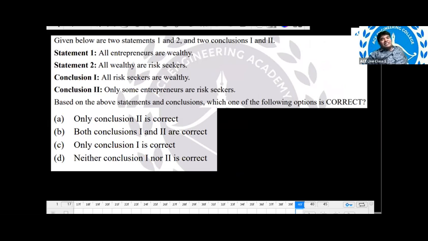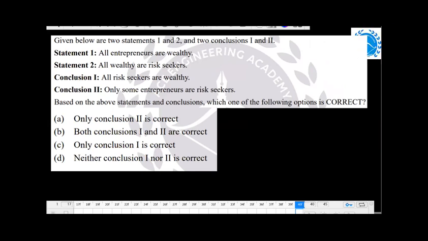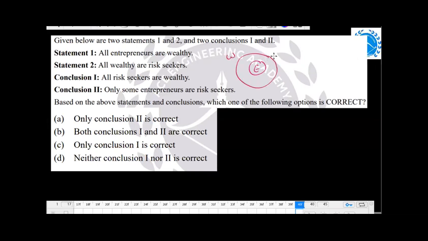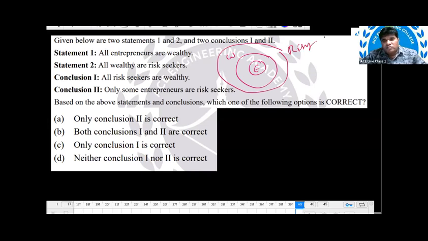Which one of the options is correct? Which option is correct means a perfect answer. I need a perfect answer. Tell me, Girija, what is the first diagram? All entrepreneurs are wealthy. Next, all wealthy are risk seekers, sir. Is there any other diagram chance possible? No, sir. This is the only diagram we are getting.